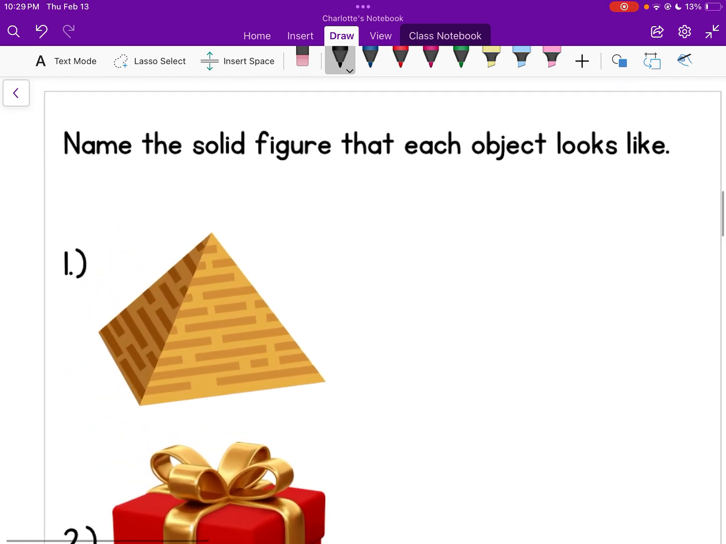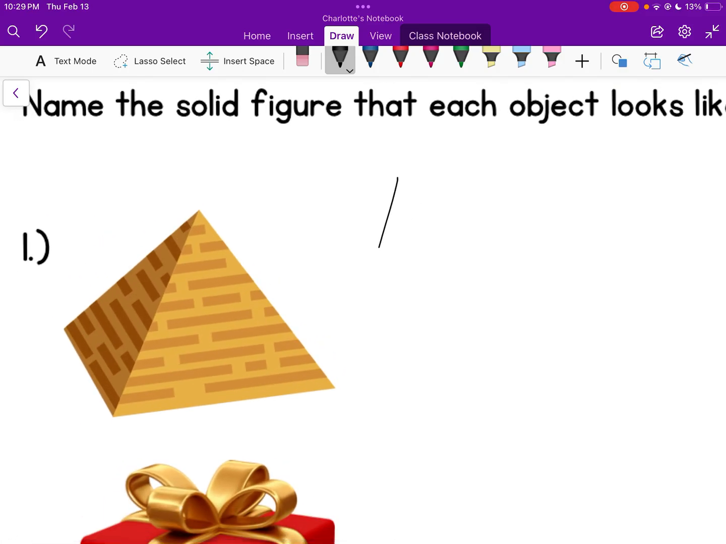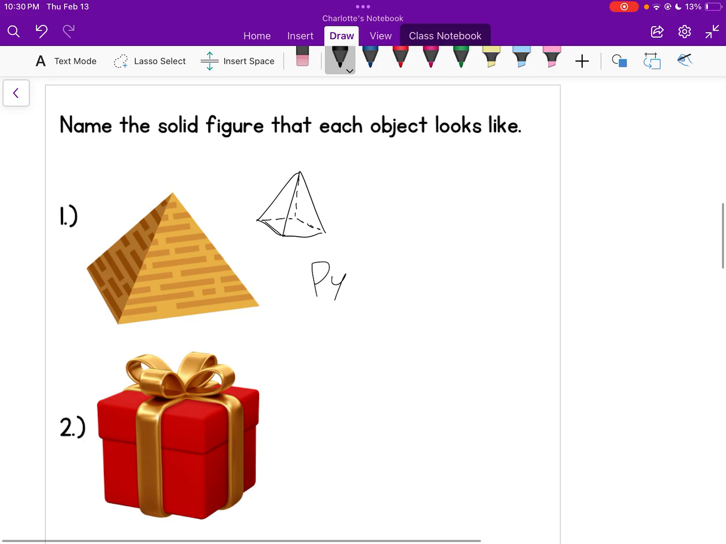And next is to name the solid figure that each object looks like. So this one is called pyramid. It's a 3D shape that has sides of triangles, and the bottom is actually a square or a rectangle. It's like this. So it should look like this. So this is called pyramid.